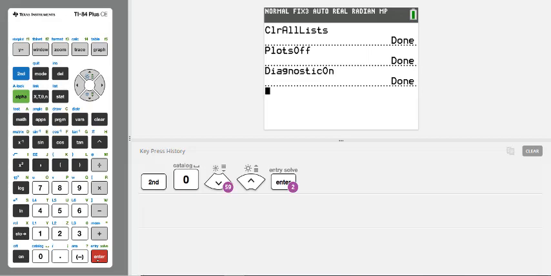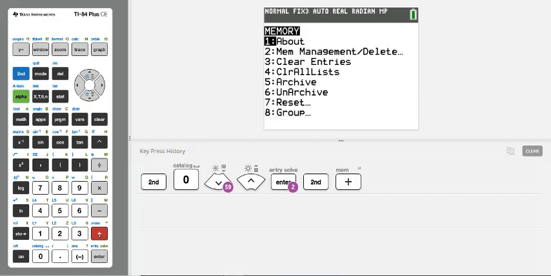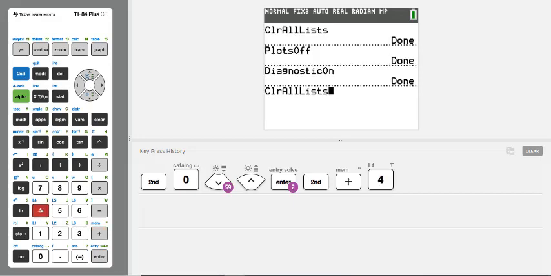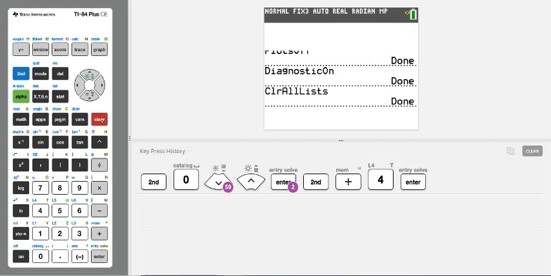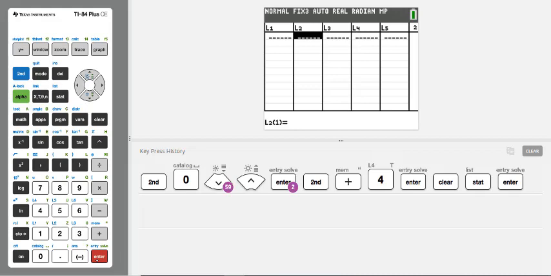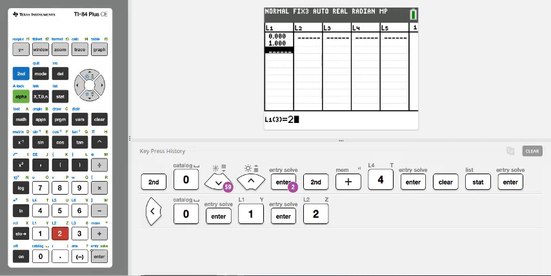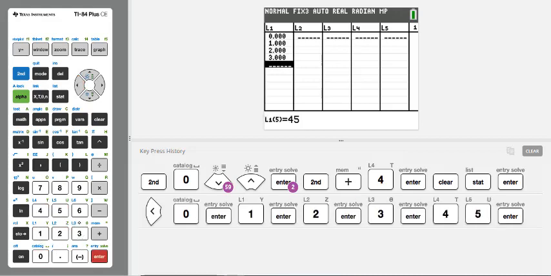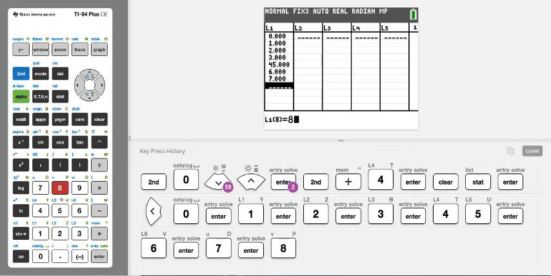Now, we're going to do a linear regression. So first thing that we do is second plus number 4, which clears off our list. Anything that's in there in our L1 and L2 will be cleared out. We don't have to type it over. Now, let's go to stat and enter. And if you remember, we went 0, 1, 2, 3, 4, 5, 6, 7, 8, right? So 0, enter, 1, enter, 3, enter, 4, enter, 5, enter, 6, enter, 7, enter, and 8.